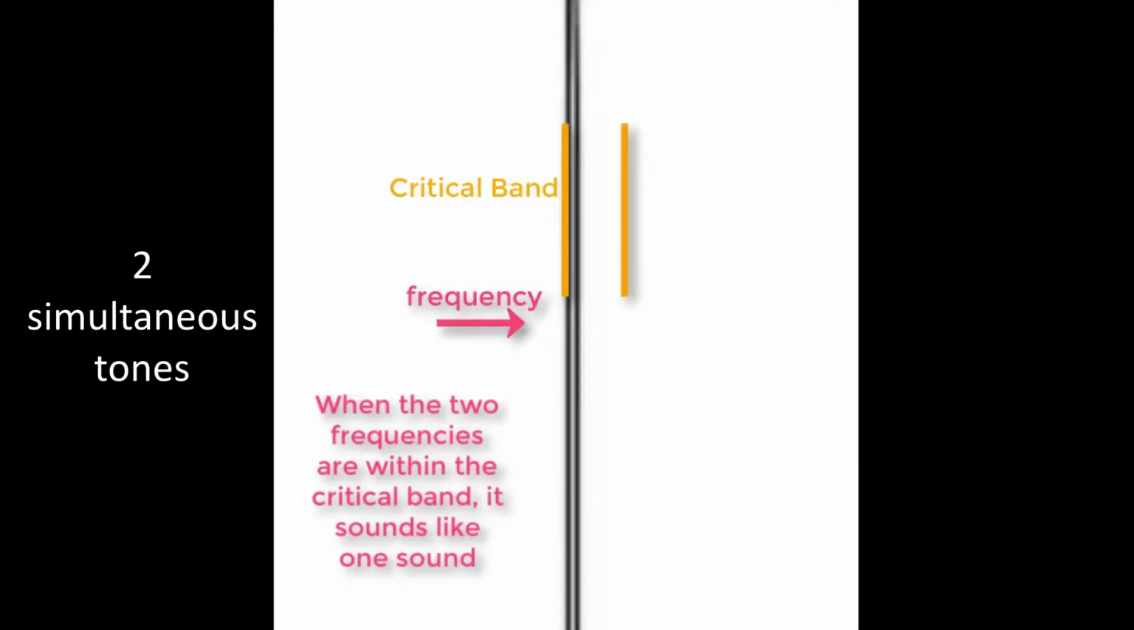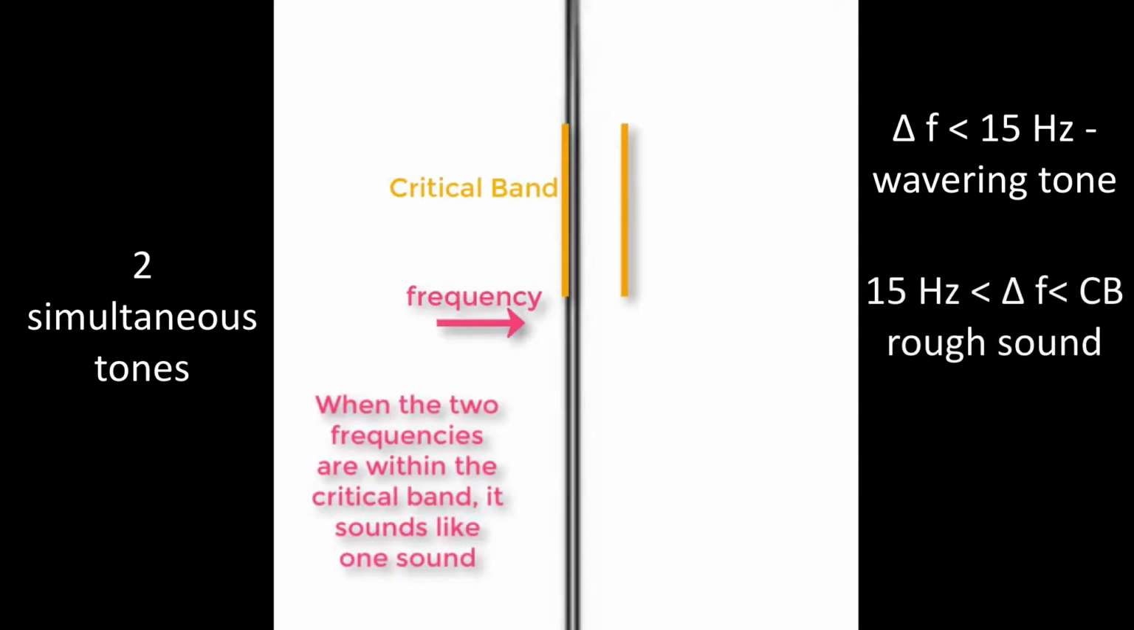What you will hear are two simultaneous tones. At the beginning, when the two tones are less than 15 hertz apart, it sounds like a wavering tone. Then, between 15 hertz and the critical bandwidth, it's a rough-sounding tone. Once it exceeds the critical band, you will be able to distinguish two separate tones.